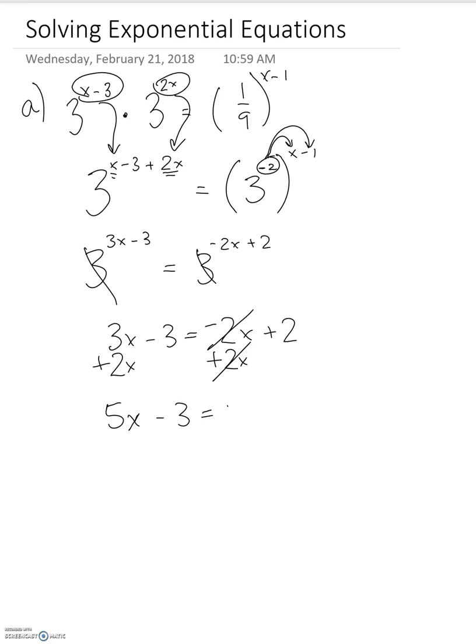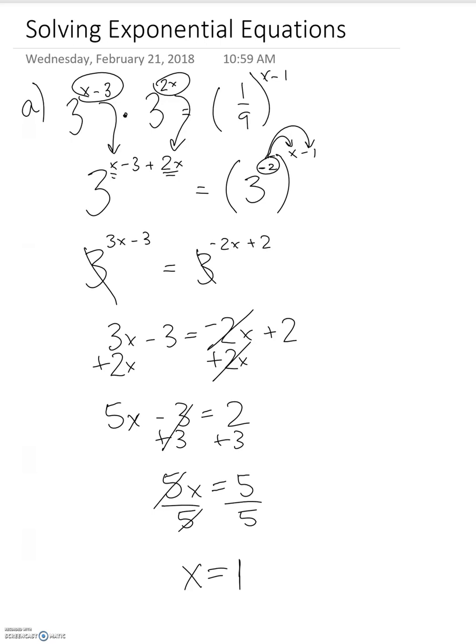Minus 3 is equal to 2. I add 3 to both sides, again using inverse operations, and I end up with 5x is equal to 5. Dividing both sides by 5 leaves me with x equals 1. There's my first example of solving by common base for these exponential equations. Hopefully this will help you work the problems that you've been given.